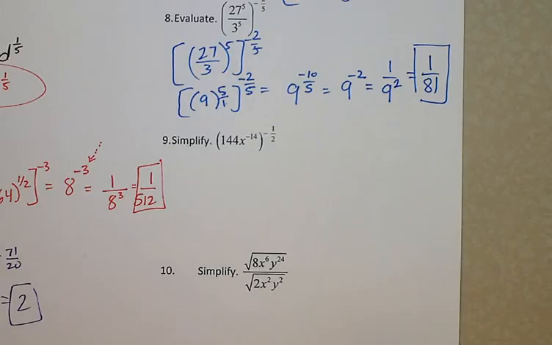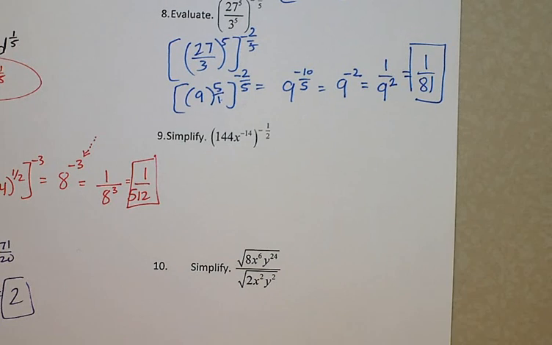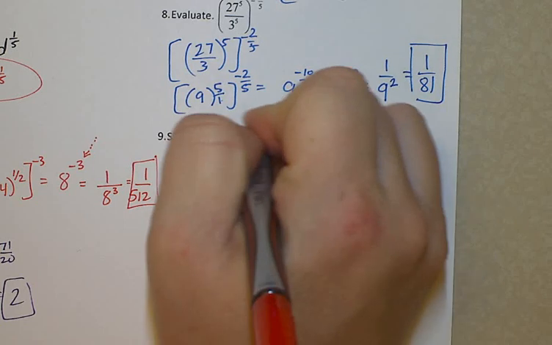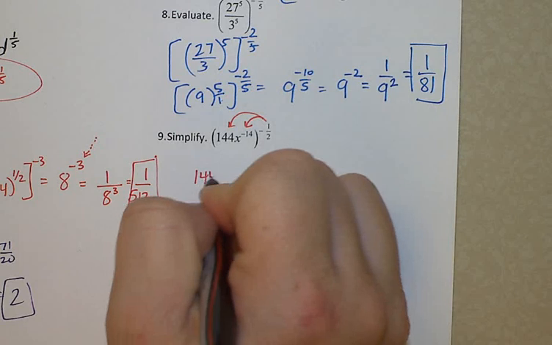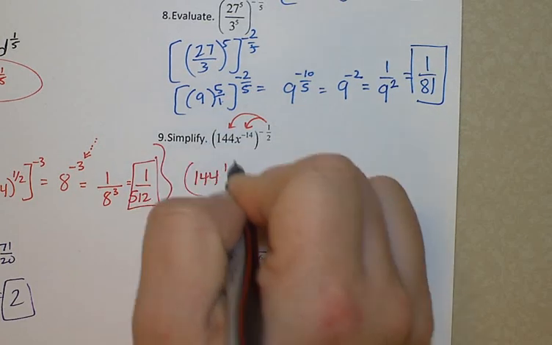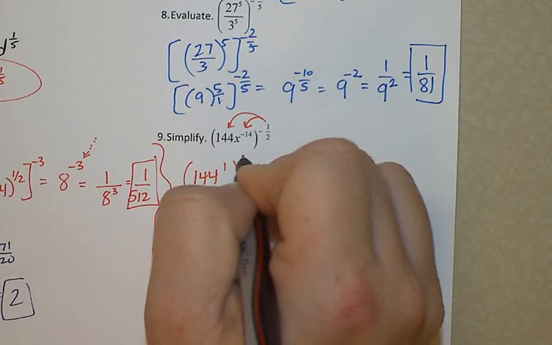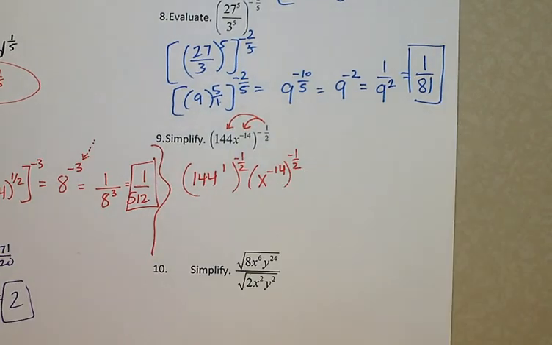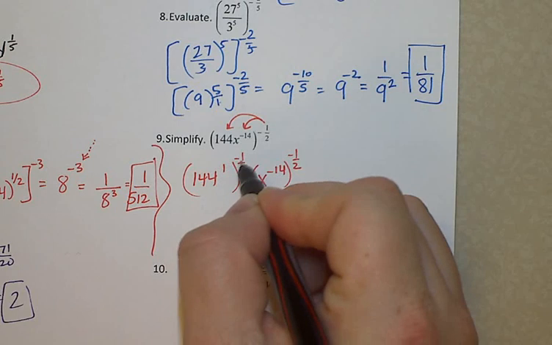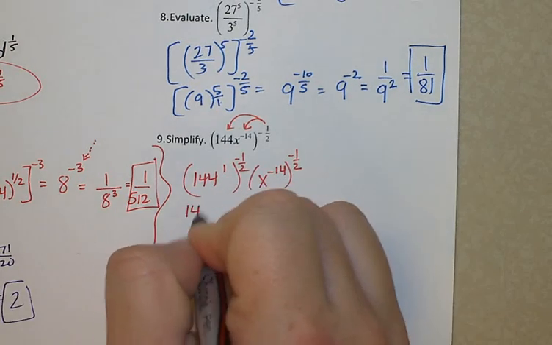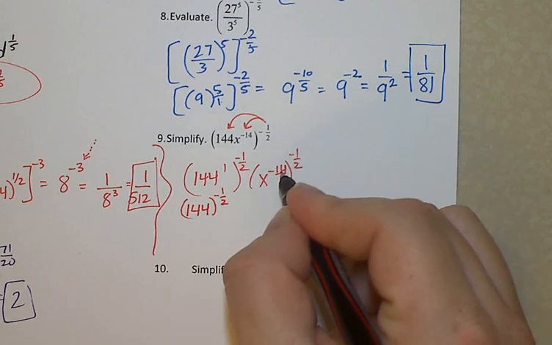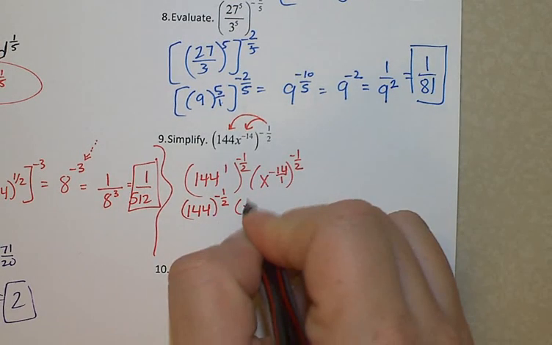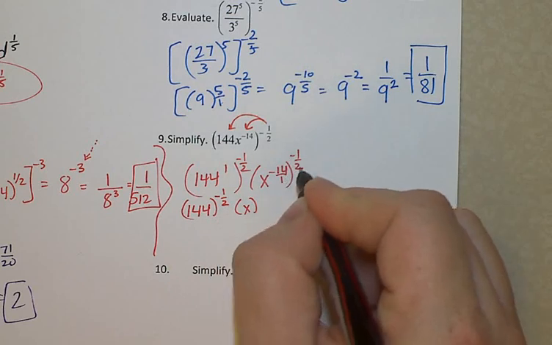On to number 9. I'm going to take this, notice it's a negative, and apply it to the 144 and to the x to the -1/4. Okay, so remember, we're going to multiply. 1 times -1/2 is -1/2. And -14 times -1 is 14. 14 divided by 2 is 7.